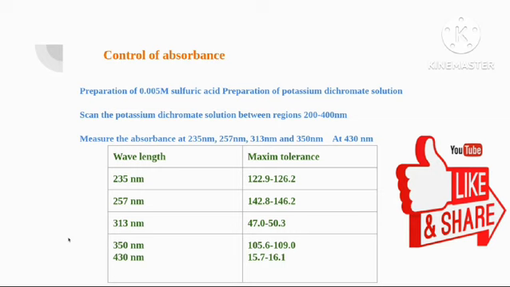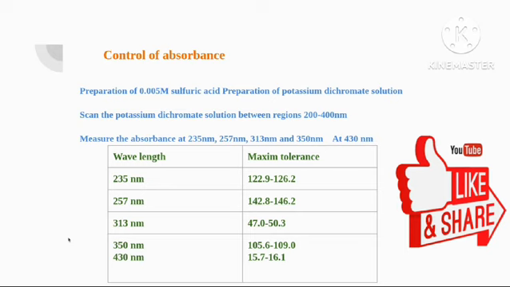Transfer accurately weighed about 120 mg into a 100 ml volumetric flask containing 50 ml of 0.005 molar sulfuric acid. Shake the flask well to dissolve the potassium dichromate completely. Make up the volume with 0.005 molar sulfuric acid. Dilute 5 ml of the above solution to 100 ml with 0.005 molar sulfuric acid.